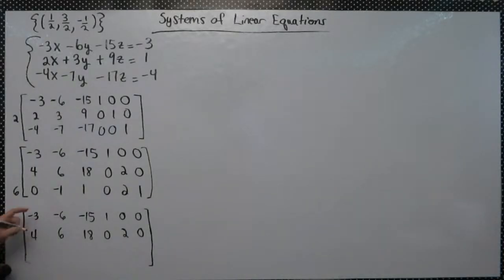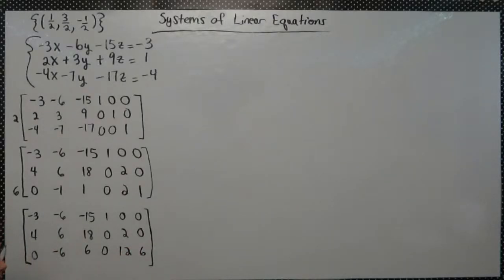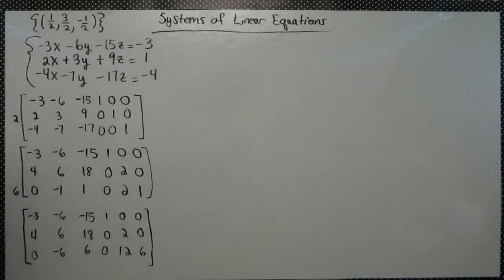So 6 times 0 is 0. 6 times -1 is -6. 6 times 1 is 6. 6 times 0 is 0. 6 times 2 is 12. 6 times 1 is 6. So any minor arithmetic error at all will throw the whole thing off and you'll get it wrong. So we just have to be really careful.